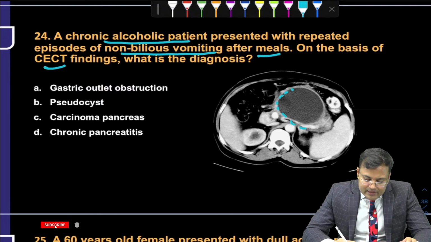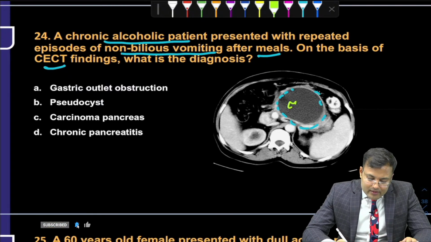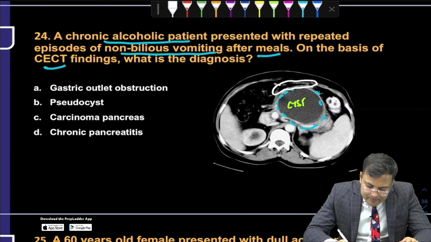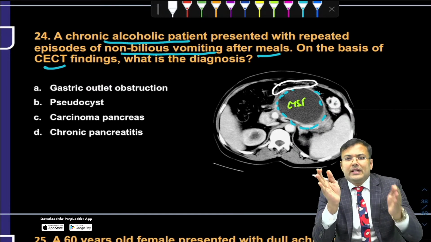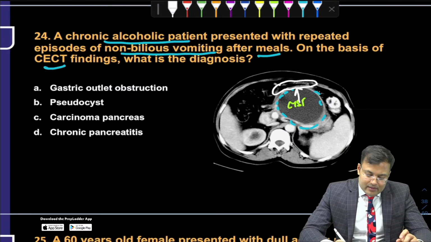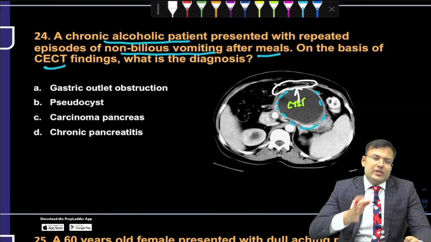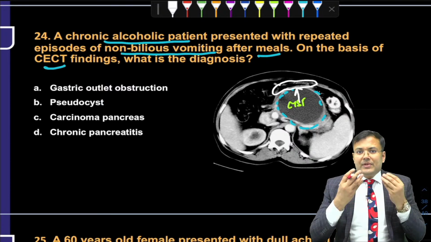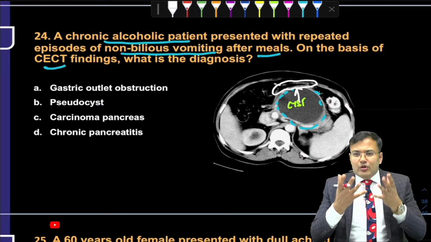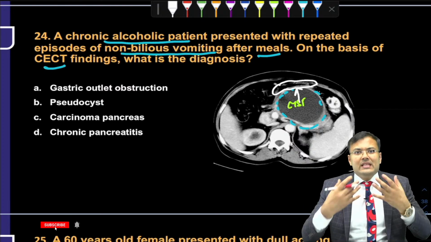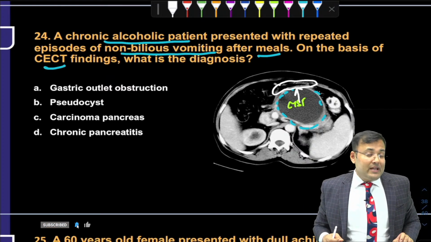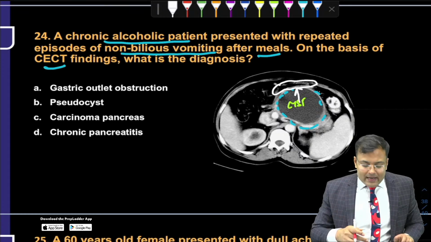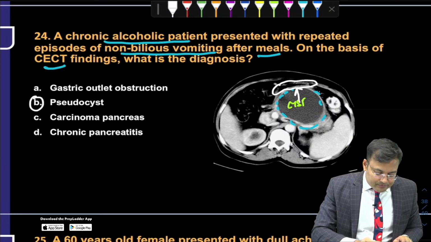Here you can see there is a cyst. You can visualize the cyst and easily find that this is the stomach. The wall of the stomach is collapsed, because the cyst is compressing the posterior wall and pushing it towards the anterior abdominal wall. That's why there is little space. So when the patient eats or drinks something, it immediately comes out. The patient will have non-bilious vomiting containing undigested food particles. So what is the diagnosis?